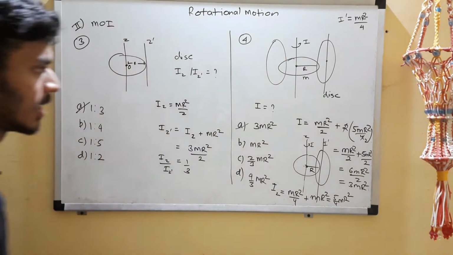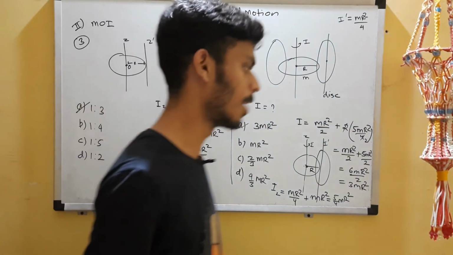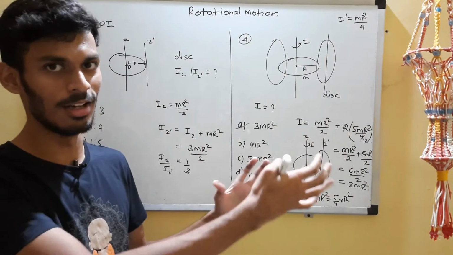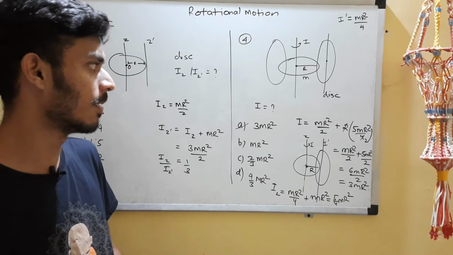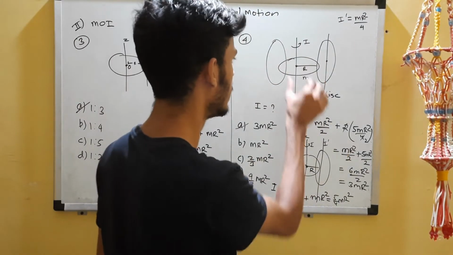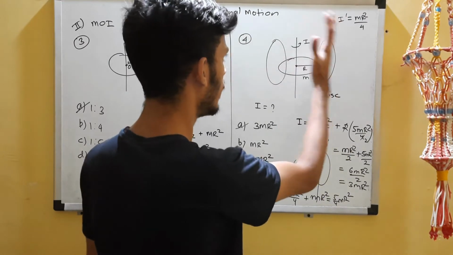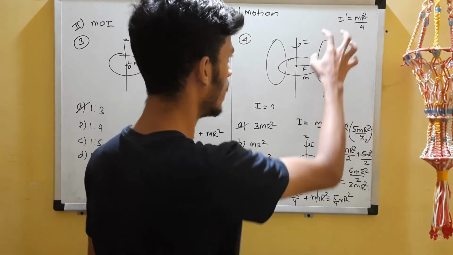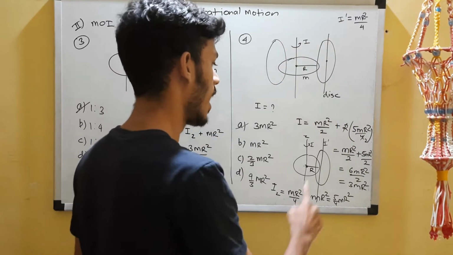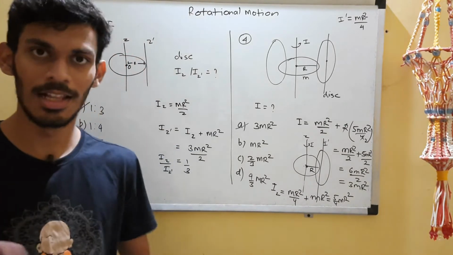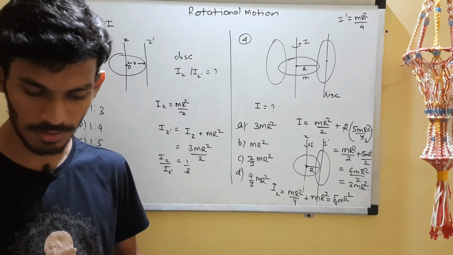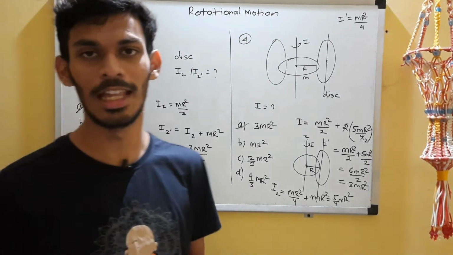Yes, option A, 3 mr square is the correct choice over here. I hope you are able to understand it. If you are confused a bit, you can rewind the video and watch it again. Basically we found the moment of inertia due to this disk, and then we have two disks, so we multiply 2 with the moment of inertia for this disk about this axis, and we found that using the parallel axis theorem. So that's all from moment of inertia, I guess. We'll now move to torque and angular momentum.